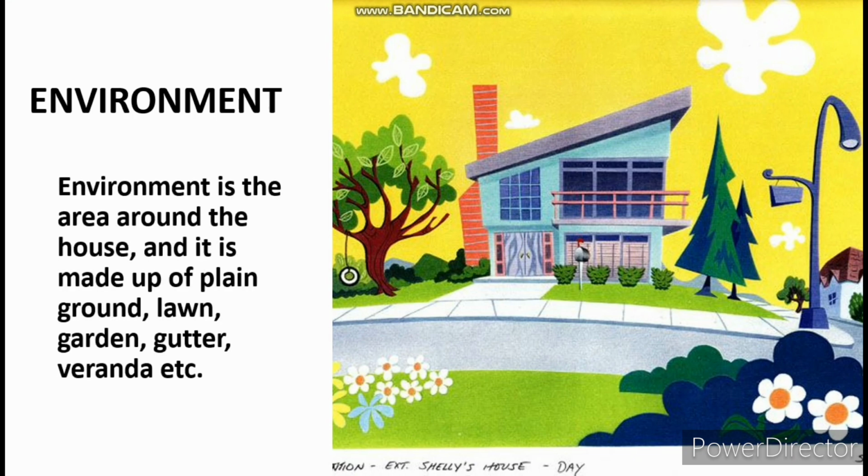Environments. Environment is the area around the house, and it is made up of plain ground, lawn, garden, gutter, veranda, and so on. Now we know that a home is the place where we live, where we stay with our families, our loved ones. And our environment is the area that is around the house, where we have a garden, there's a gutter, we have lawns, we have a plain ground to use.